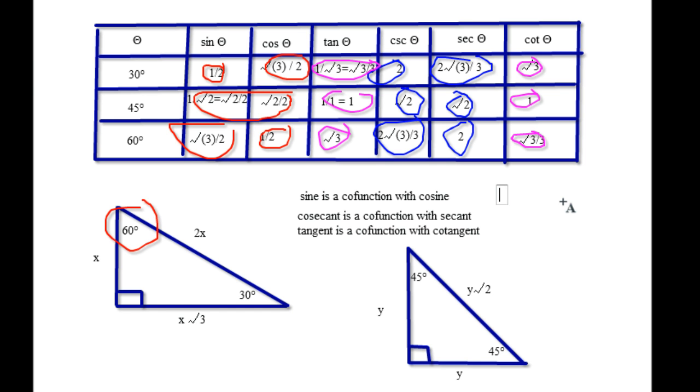So, for example, sine of 30 degrees is going to be equal to cosine of 90 minus 30, which is equal to the cosine of 60. And that's what cofunction is. And if you notice, the sine of 30 is the same as cosine of 60, which makes sense. So whenever you see cofunctions, they just line up with each other. And the two angles have to add up to 90 degrees. That's the amazing thing about cofunctions and how they work.